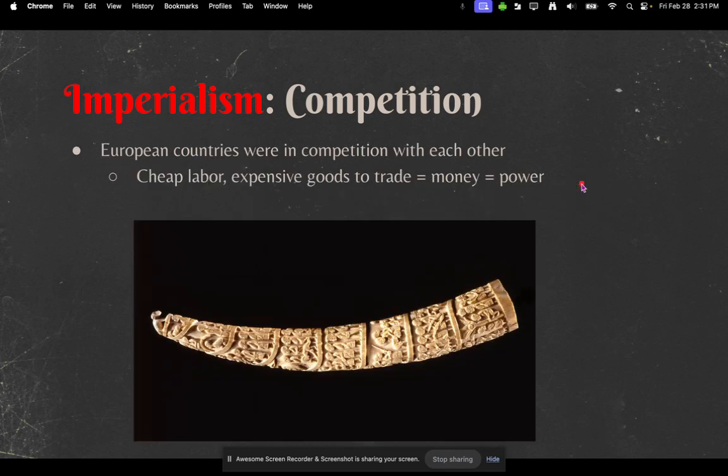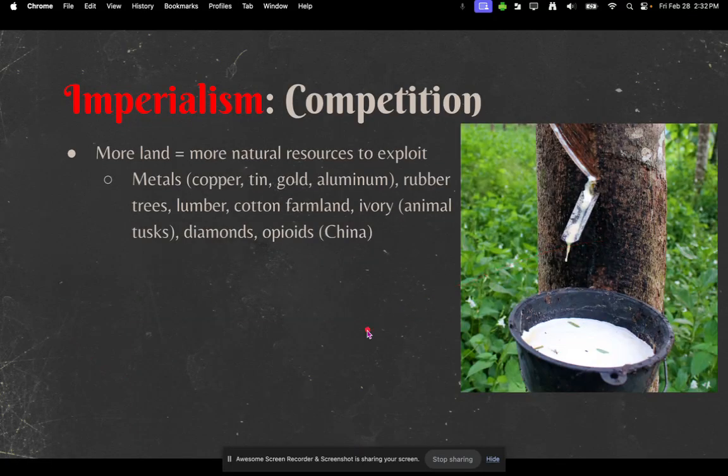So European countries were in competition with each other. They wanted the cheapest labor, and they also wanted the most expensive goods to trade, because the more money one would get, the more power that country would get. So ivory is one of those commodities that was very popular to trade during this era. Also, more land meant that there would be more natural resources to exploit.